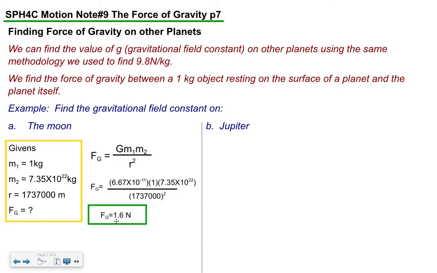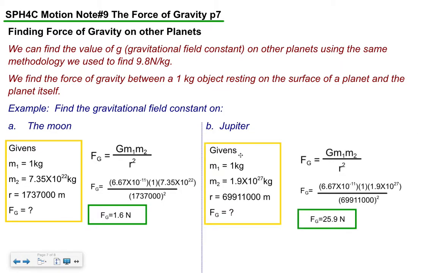Because say it was the same size as this, which is a lot smaller than Earth, but if it had the mass of the Earth, then this number would be even greater, right? Because it'd be more dense. More dense would be more gravity. Jupiter, same thing. We're going to talk about a 1 kilogram mass. We're going to find the mass of Jupiter and the radius of Jupiter, just a Google search away. And what you find is that the field constant on Jupiter is 25.9 newtons per kilogram.